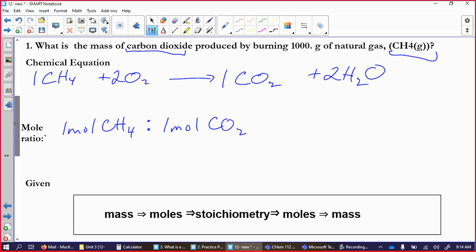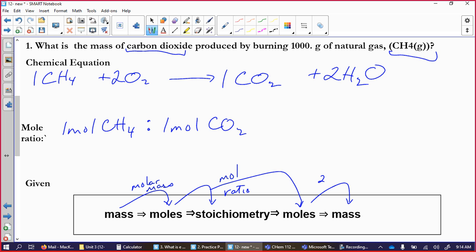So when we do one of these, we're given a mass. We're going to convert mass to moles with the molar mass of whatever the first thing is that we're given. Then we're going to convert moles to moles using stoichiometry, the mole ratio. And then we're going to use a second molar mass.